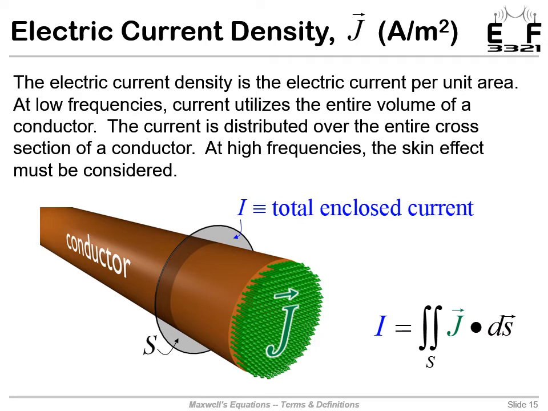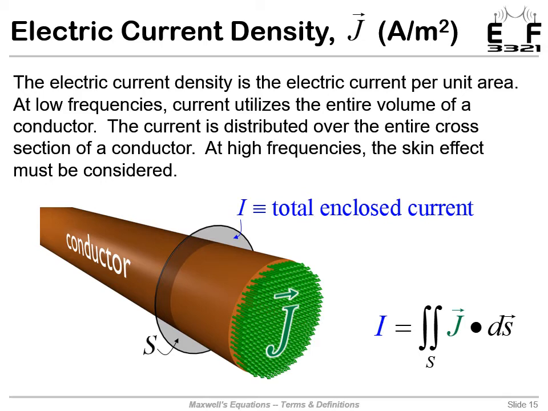There's also a J in Maxwell's equations. This is called the electric current density. It has units of amps per meter squared. And if we look at a conductor, that's what we're seeing here. If we look at a cross section, there could be current flowing in any tiny little piece of that cross section. And so we will call these little tiny pieces of current the current density.